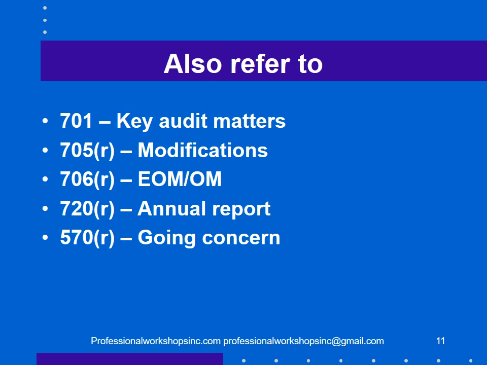Now, as you're trying to draft a report in accordance with 700 revised, you will need to look at 701 key audit matters, 705, 706, 720, and 570, all revised. They slightly change consistent with the changes in 700 revised.